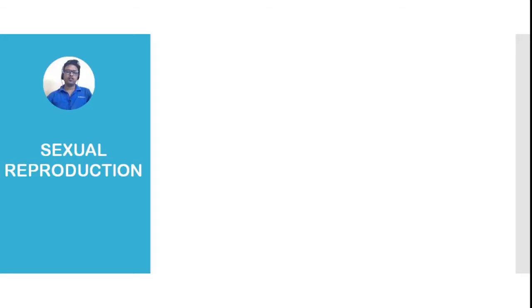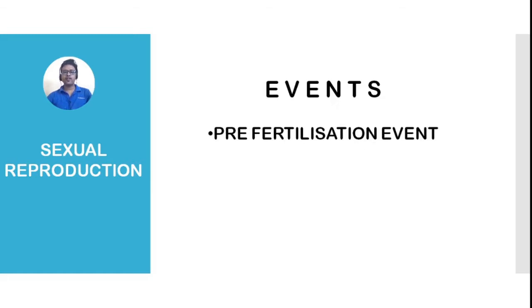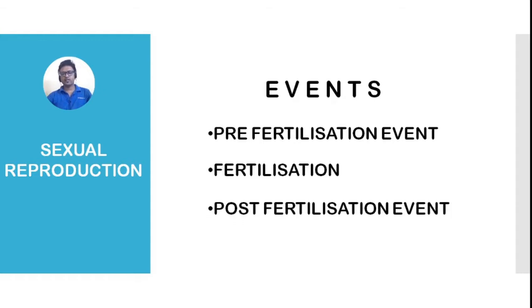Okay, now let's start the events of sexual reproduction. There are three events in sexual reproduction. The first one is pre-fertilization event, the next one is fertilization, and the last one is post-fertilization event. And before going into details, let's describe these three events first, very briefly.